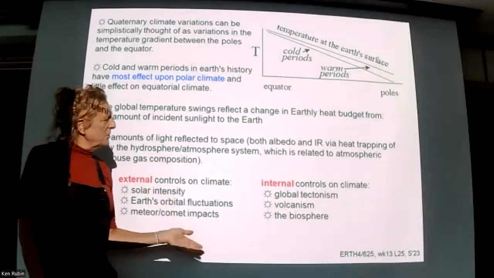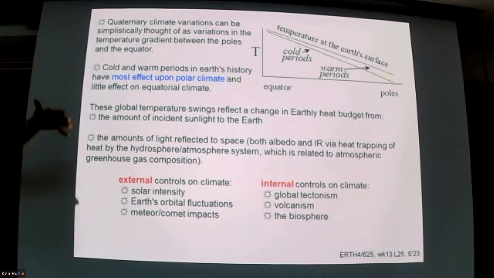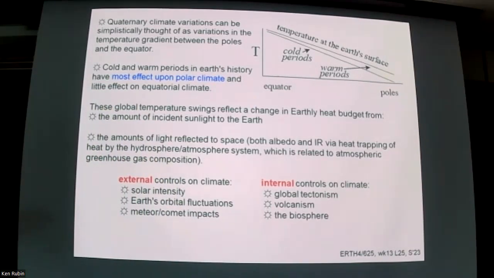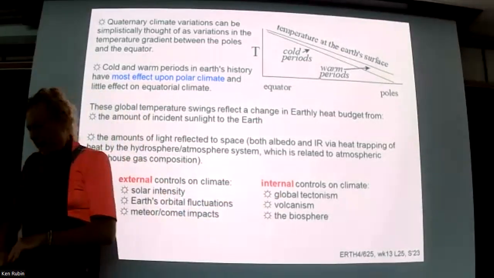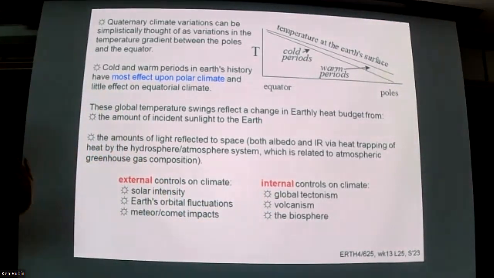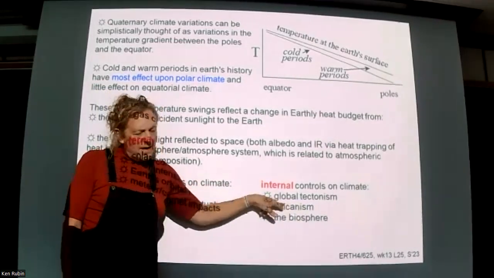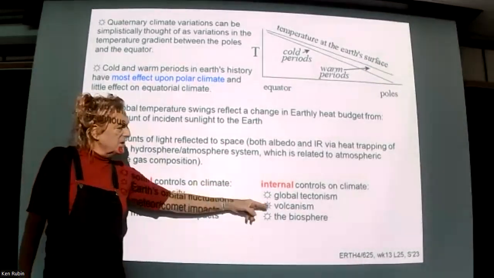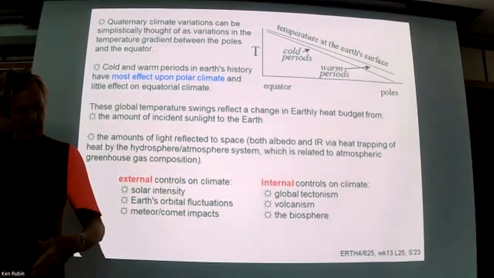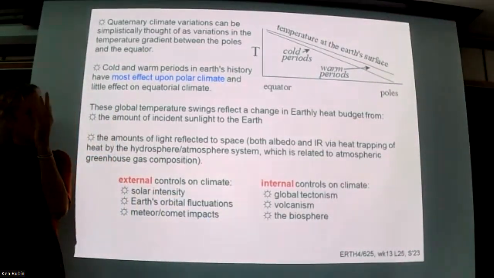Then internal controls on climate. And we see these things showing up. They're part of what accounts for the long-term tens to hundreds of millions of years variation on the planet, which are variations in global tectonism. How fast are we creating oceanic crust at ocean spreading centers, which is largely a function of how much subduction we have at a given time. How much volcanism are we having? There are periods of time, like right now is a relatively low volcanism period on Earth, but there will be periods of time where there's a lot of volcanism that puts carbon dioxide in the atmosphere, which warms the atmosphere. It also puts sulfur dioxide in the atmosphere, which cools the atmosphere.